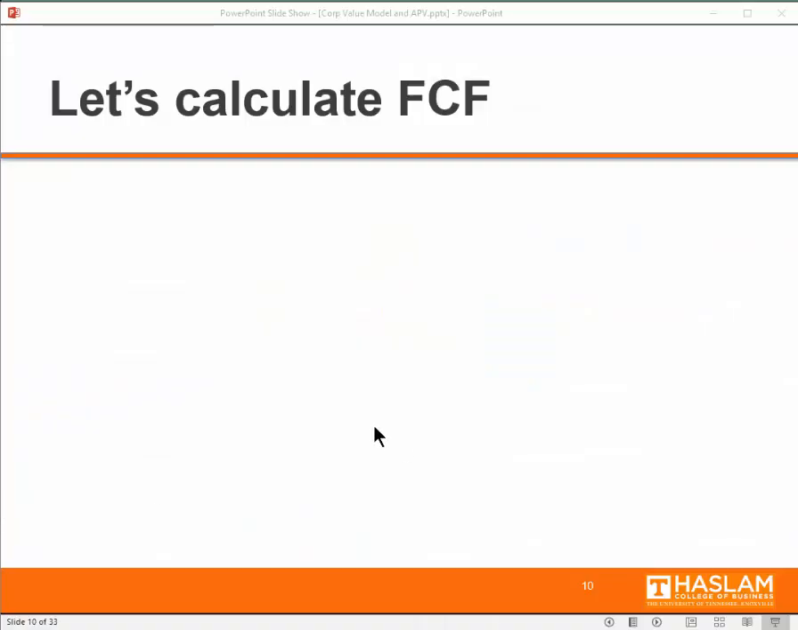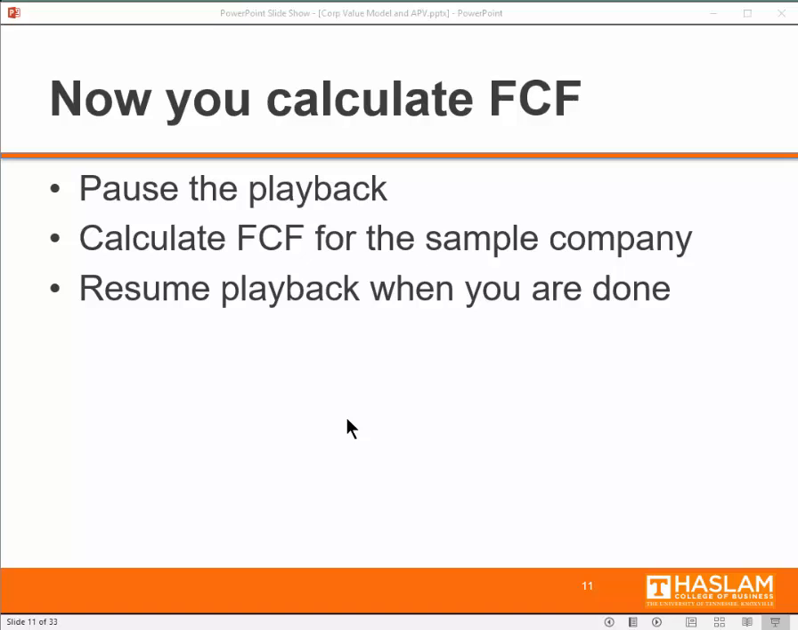All right, now that we're back at the slides, what I want you to do is open up your Excel spreadsheet and calculate free cash flow for your company. Pause the playback, calculate the free cash flow for your sample company, and then resume the playback when you're done.